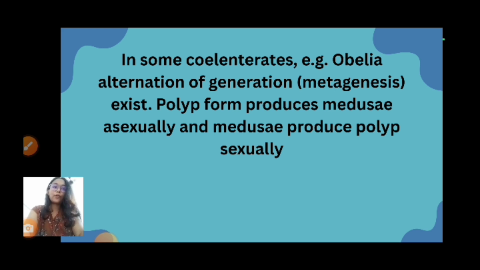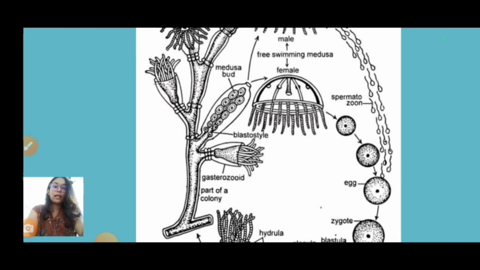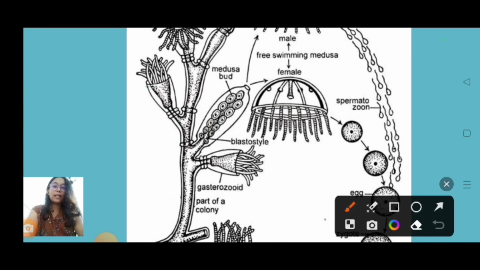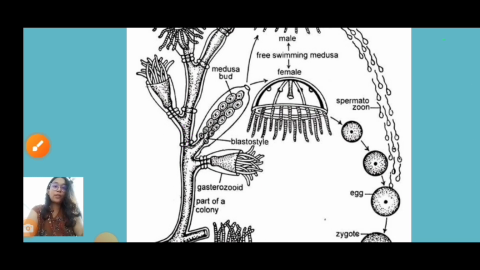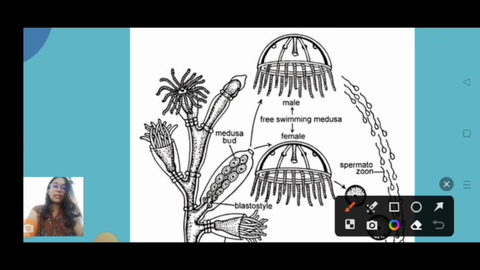Okay, then moving on to the next slide so that it is more clear to you. Can you see? I'll zoom in. This is Obelia. This is a polyp structure, and through the asexual mode of reproduction it gives out medusa, one male medusa and one female medusa, which are freely swimming medusae, through asexual reproduction.